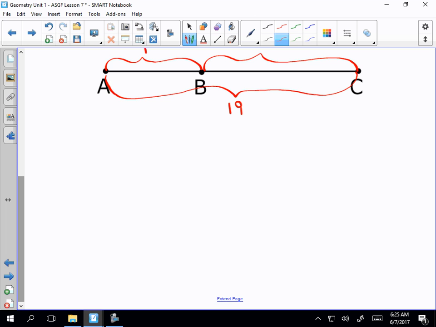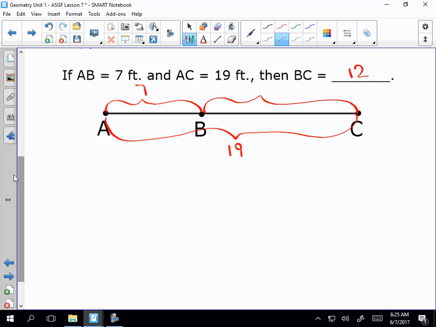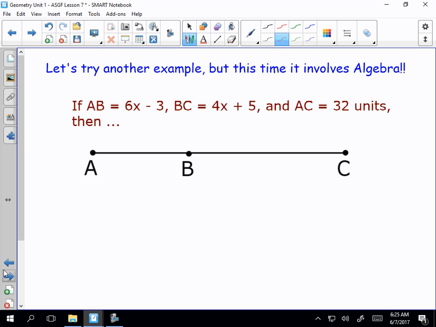Once again, if you're unsure, what you want to do is define what you're looking for or what's missing as a variable, and understand that 7 plus x is going to equal the full length of 19, and then we subtract 7 from both sides to get x equals 12. Now, using algebraic equations in this situation is no different. It just requires a little bit more work.